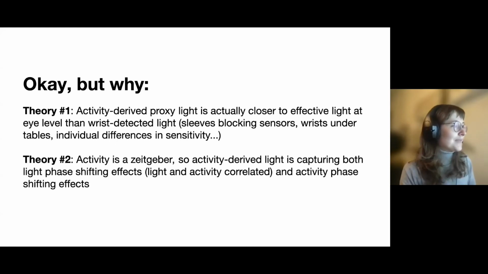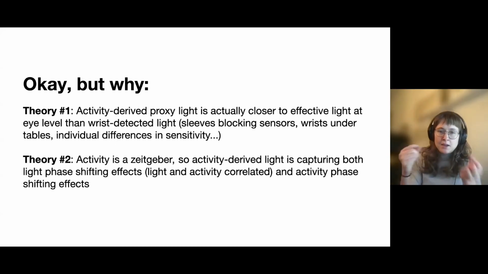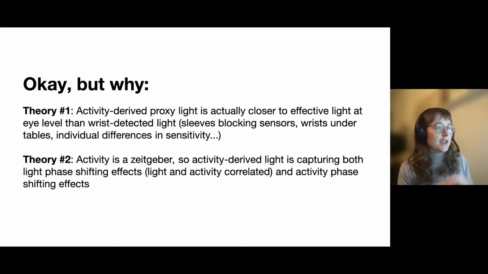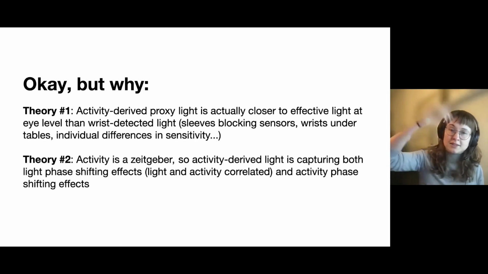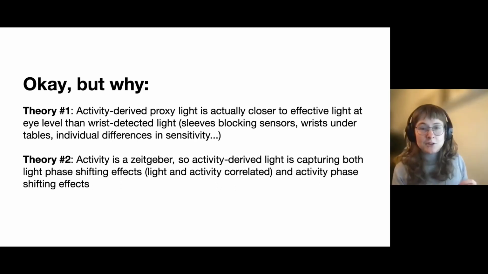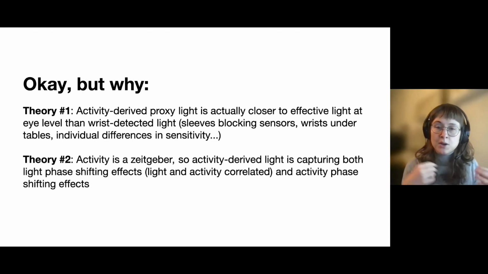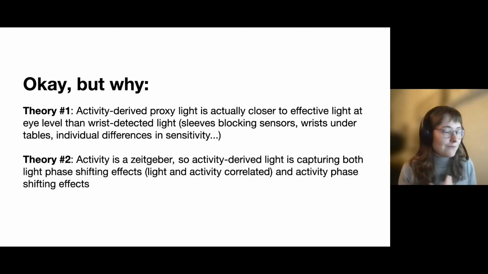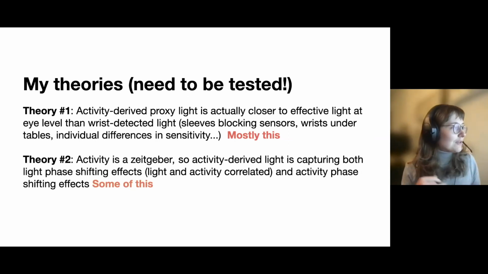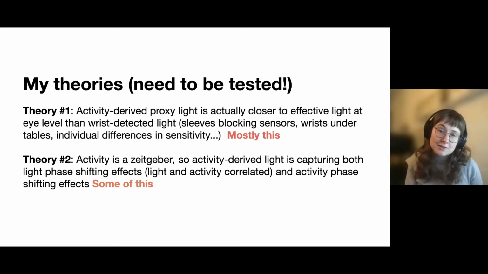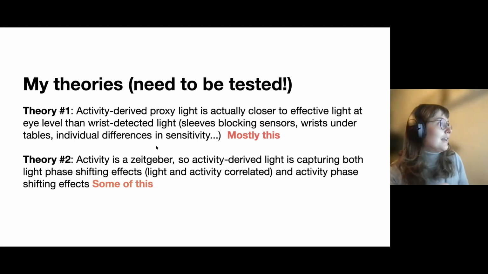Theory number two, activity is itself a Zeitgeber. So maybe activity-derived light is somehow catching both. It's saying, hey, you're probably not working out in the dark, so I'm getting some sort of estimate of your light exposure, but also you did a really intense workout here, so maybe I'm capturing phase shifting effects from that as well. My personal belief is it's mostly theory 1 and maybe a little theory 2, though this needs to be tested. There's a lot more work to be done here.